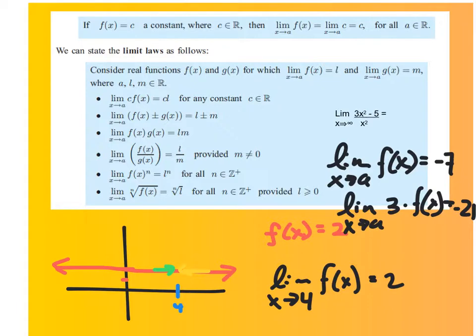Pretty simple. A couple others, sums. If I have two functions, I want the limit as x approaches a of those, I just take their limits individually and add them. Product here, quotient here, power rule here, and power rule in a different form there.